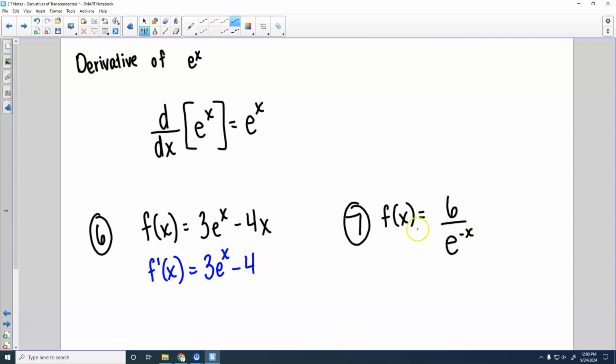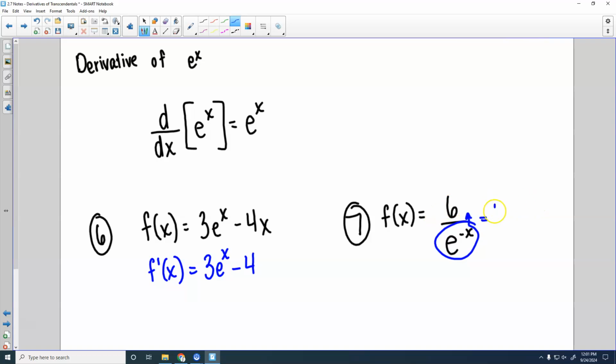Now, this particular one for number 7 looks like a problem we don't know how to do right now, because right now we do not know how to take the derivative of e to any power except for x. We will learn it eventually, but there's some other rules we've got to learn how to do first. So this looks like a problem that I cannot do. However, right now my e to the negative x is in the bottom of that function. So if I want to get rid of negative exponents, I can move it back up to the top.